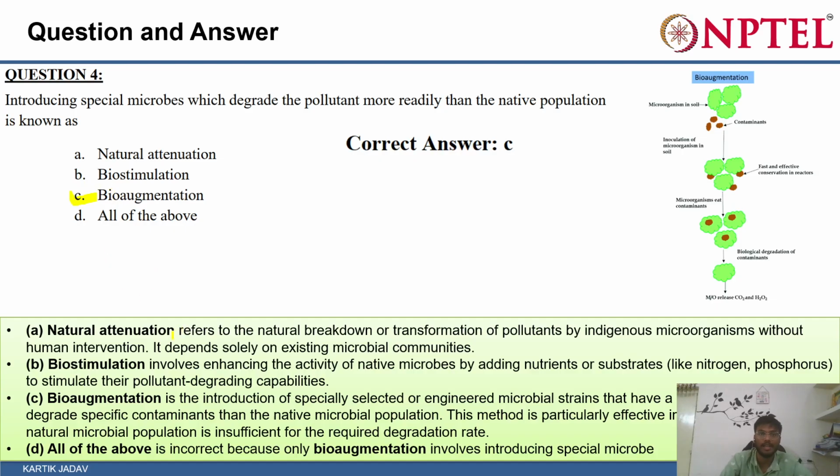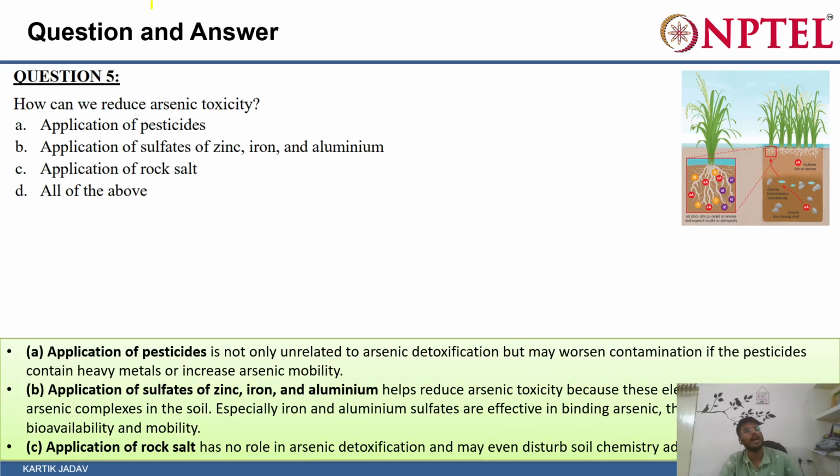Let's also understand natural attenuation. Natural attenuation refers to the natural breakdown and transformation of pollutants, while biostimulation involves enhancing the activity of native microbes by adding nutrients or substrates, like nitrogen and phosphorus. And bioaugmentation is related to the introduction of specially selected or engineered microbial species, which ultimately helps us in remediation. Question number 5. How can we reduce arsenic toxicity?